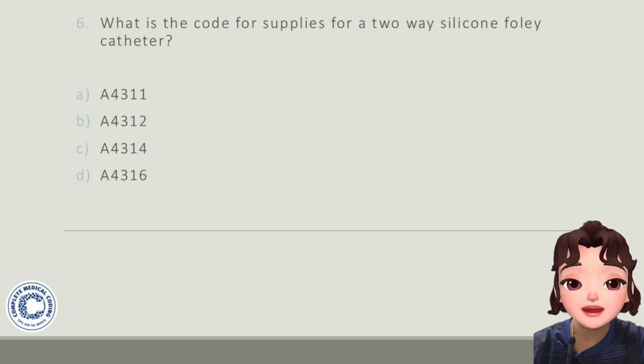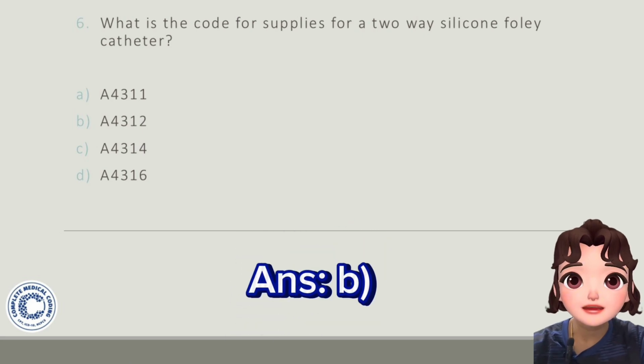We need two-way only, right? Two-way silicone. So two-way all silicone. This will be the answer. Two-way silicone. The first option is two-way latex. What is option C? A4314. Same, two-way latex. The same description with two-way latex. This is also not the one. And option D, A4316, which represents three-way. So that is also not the one. Insertion tray, Foley type, three-way. So we need here two-way silicone Foley, which is there in option B. So the answer is option B, A4312.